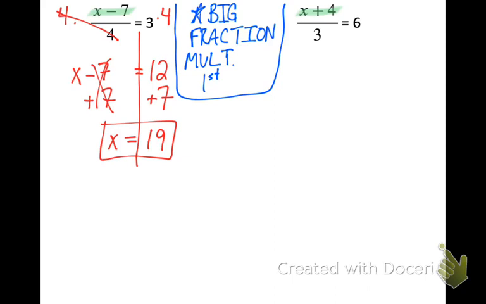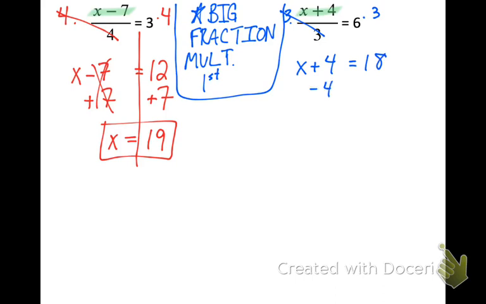And the problem over on the right-hand side, again, same thing. I've got a big fraction. I've got 2 different things in the top. These things are both being divided by 3. And so I have to get rid of the fraction before I do anything else. I got to go times it by 3, times it by 3. Get x plus 4 is equal to 18.